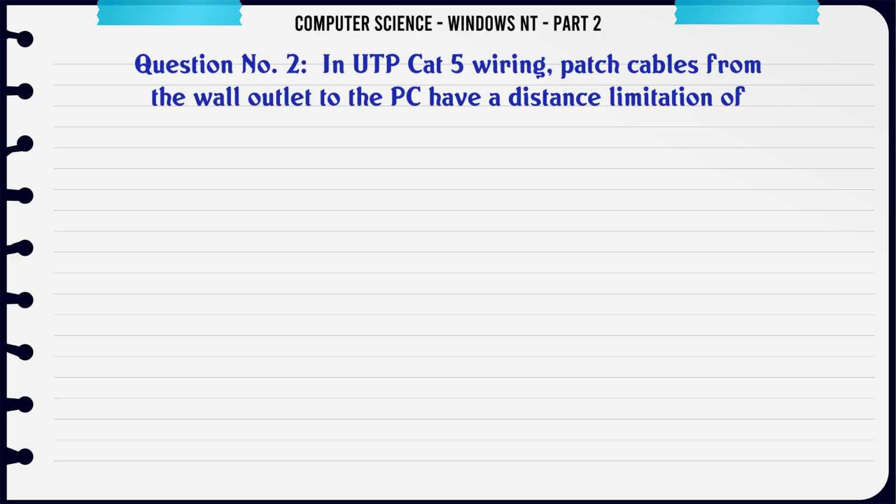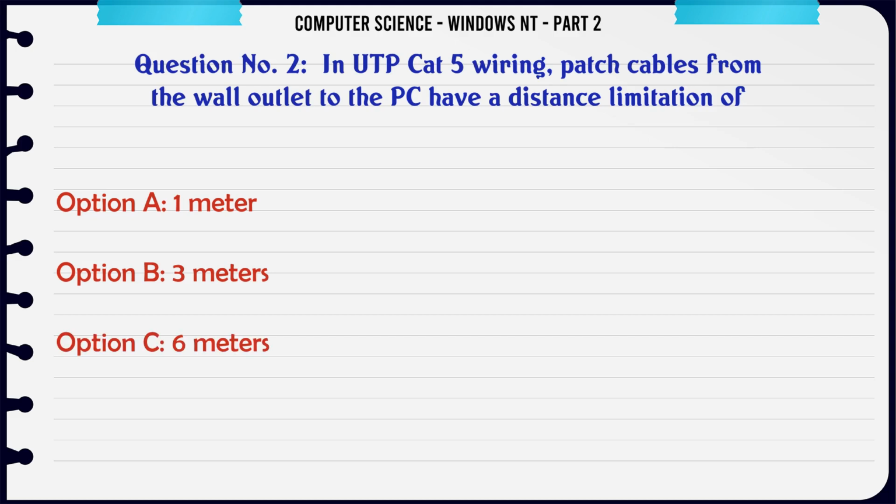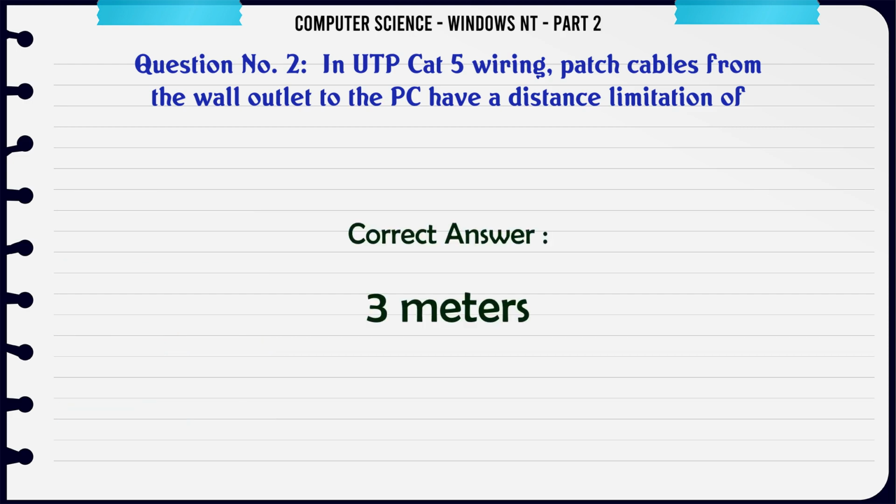In UTP Cat5 wiring, patch cables from the wall outlet to the PC have a distance limitation of A. 1 meter, B. 3 meters, C. 6 meters, D. 9 meters. The correct answer is 3 meters.